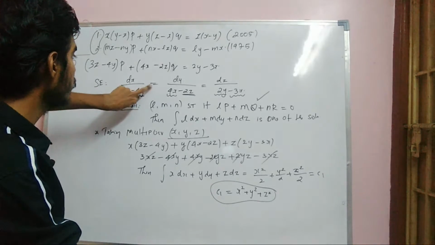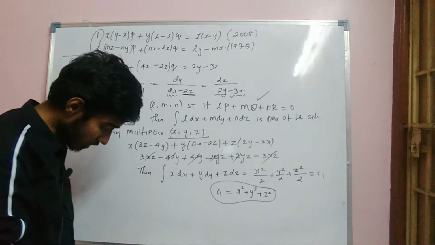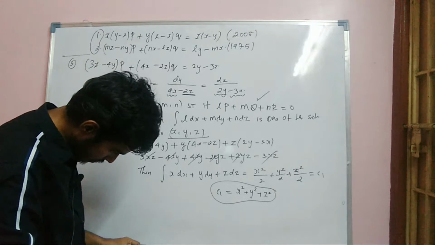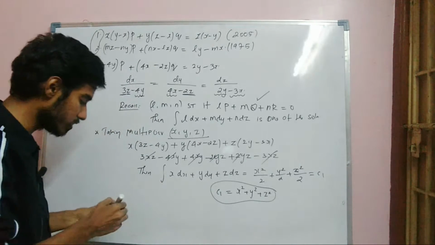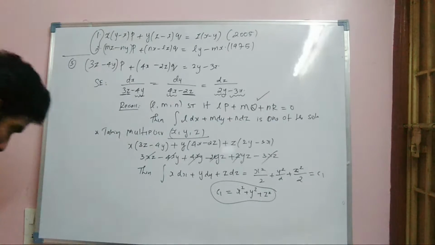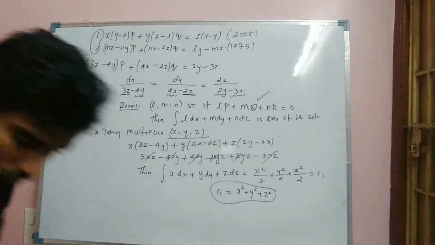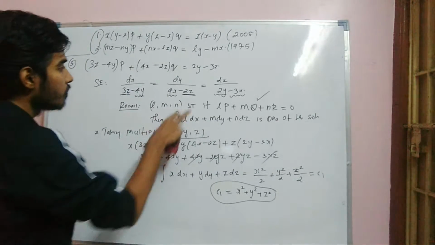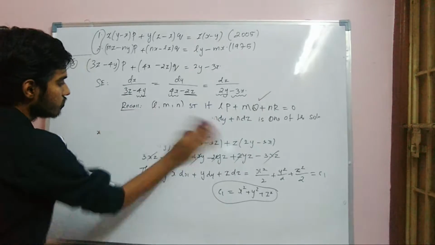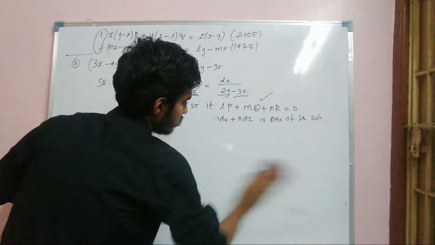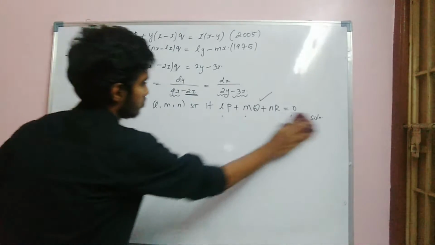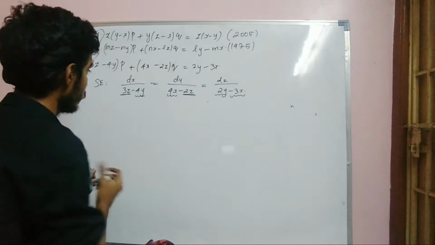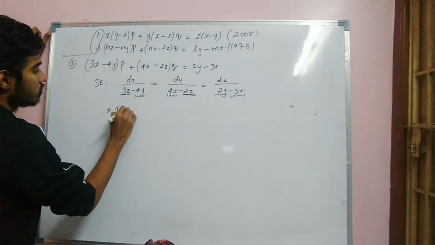First I will write it and then I will explain. I am going to take the multiplier 2 comma 3 comma 4. You just have to find a triplet such that LP plus MQ plus NR is equal to 0. So for the second one, I am going to take the multiplier.